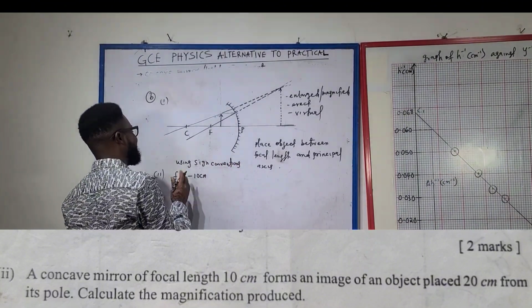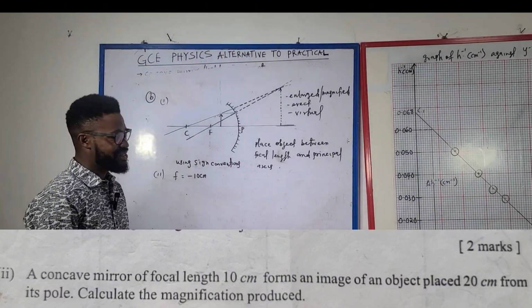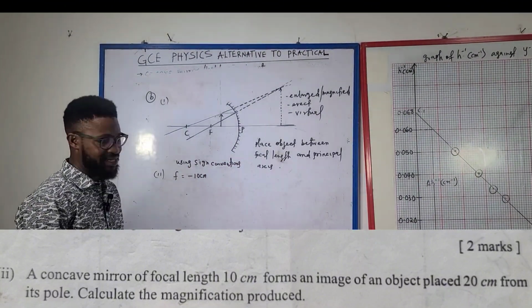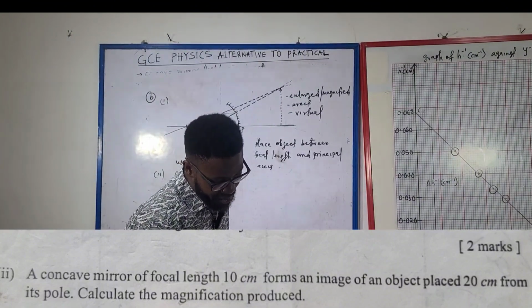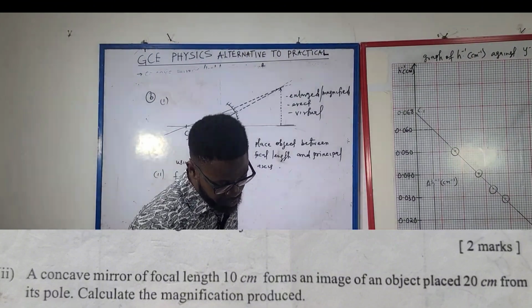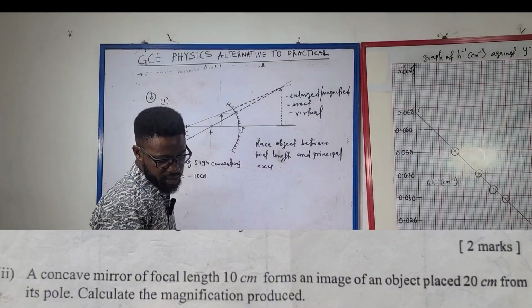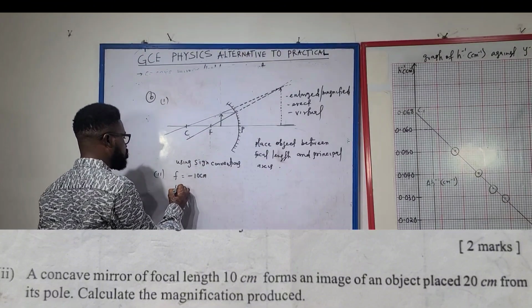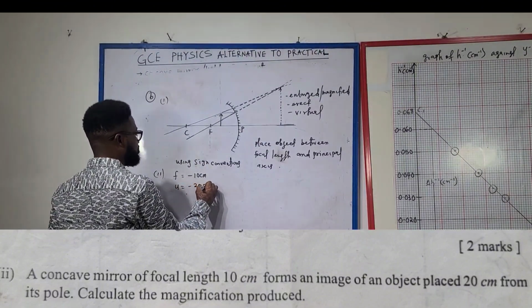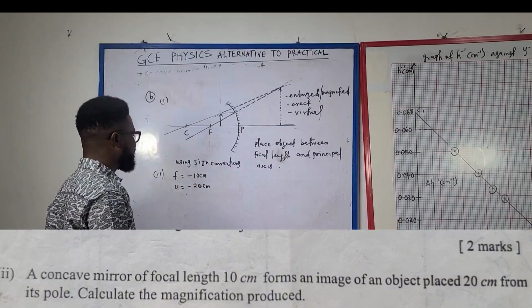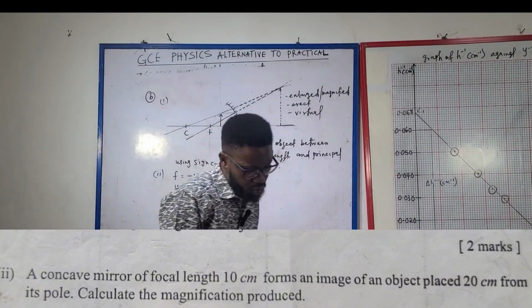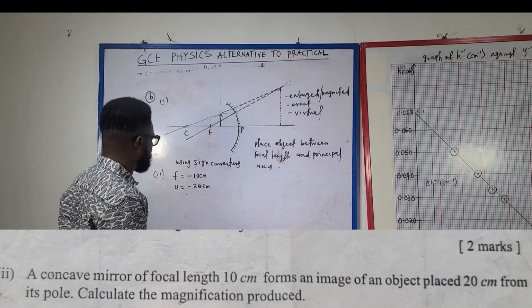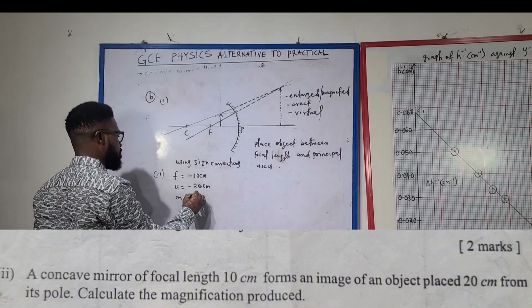Of course, this is a mirror, not a lens. I was told that my focal length is 10 centimeter, and it forms an image of an object placed 20 centimeter from it. Also, my U is going to be minus 20 centimeter, not 20 centimeter directly. What I was told to look for here is the magnification produced, M.